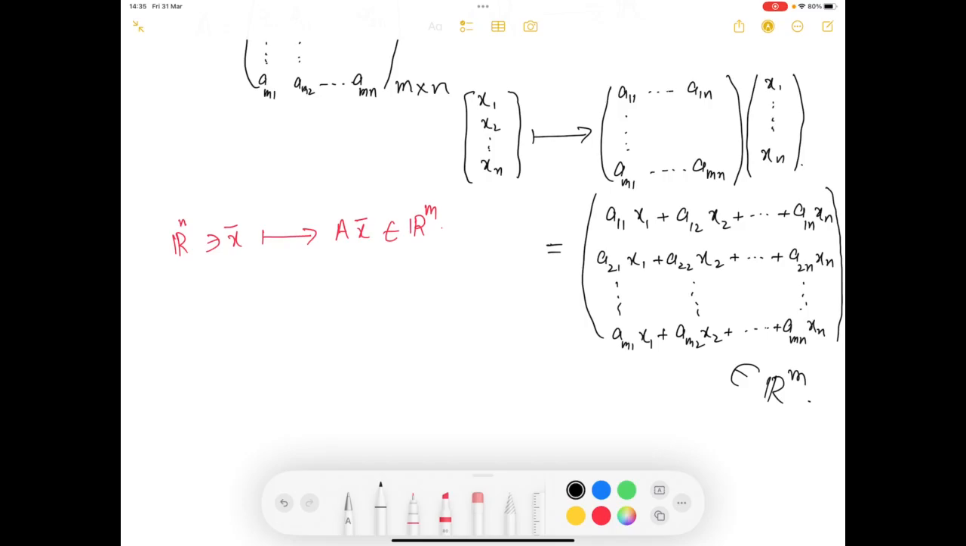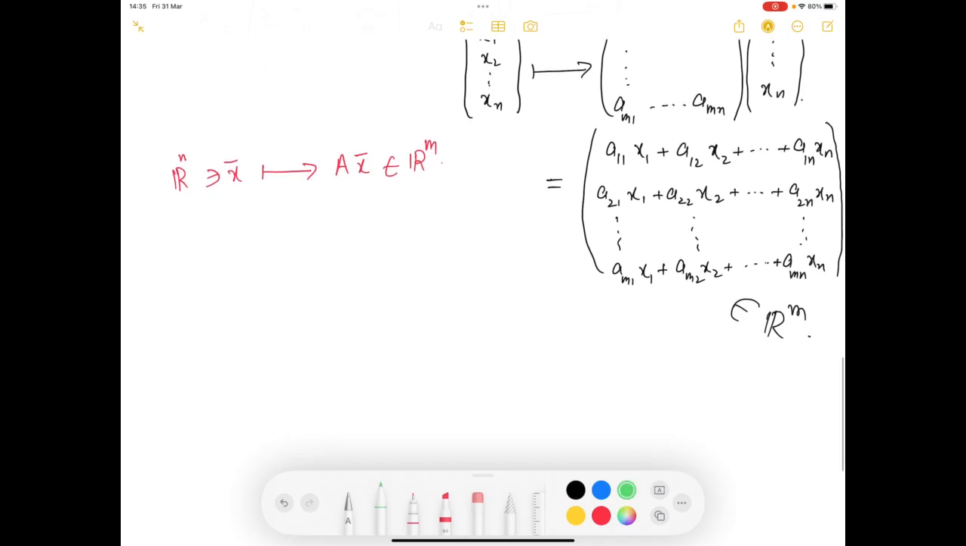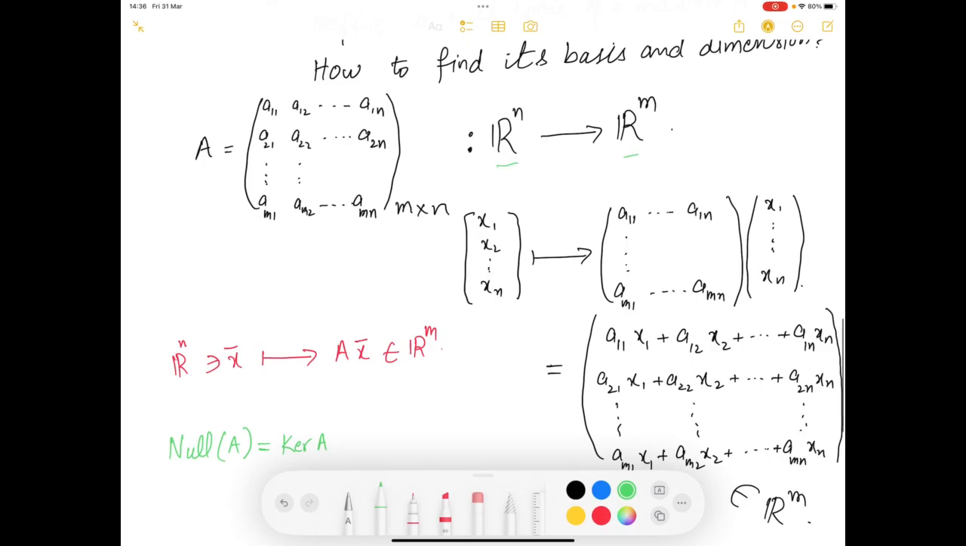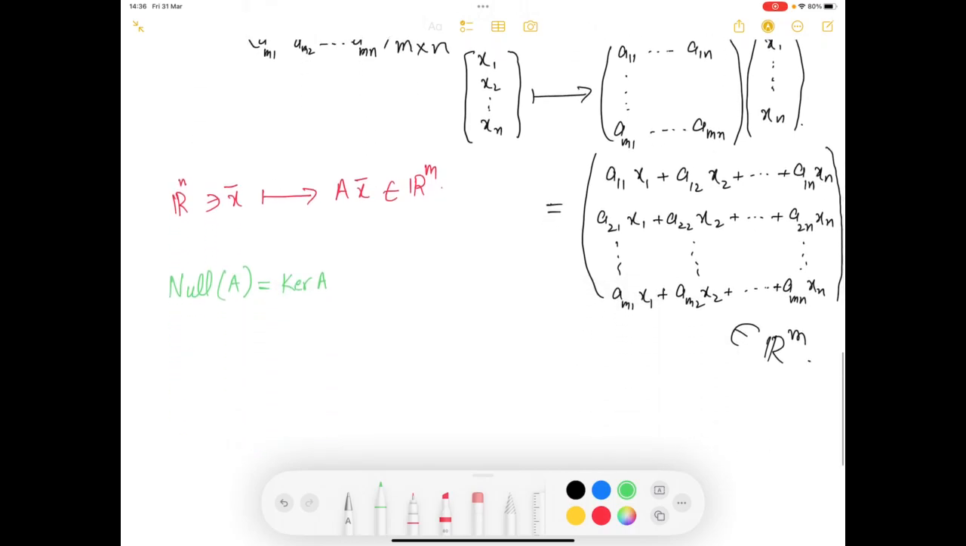Then we can define the null space of this matrix A. We will denote it as null space of A. This is actually the kernel of this map A, because we have seen this A can be realized as a linear transformation from Rn to Rm. So the kernel of this map explicitly will consist of vectors in Rn that are mapped to a zero vector under this map. So this is a definition for a null space of a matrix A.